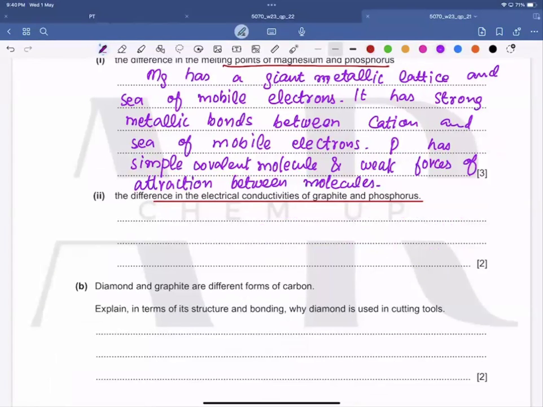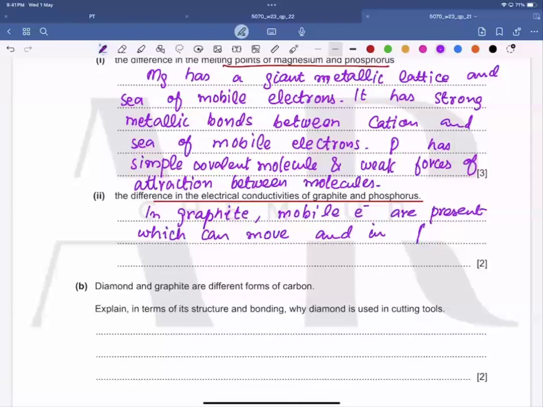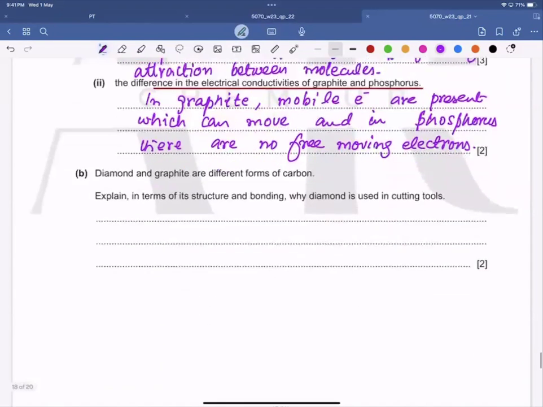Now, second part, the difference in the electrical conductivities of graphite and phosphorus. So we know that in graphite, mobile electrons are present which can move, and in phosphorus there are no free moving electrons.